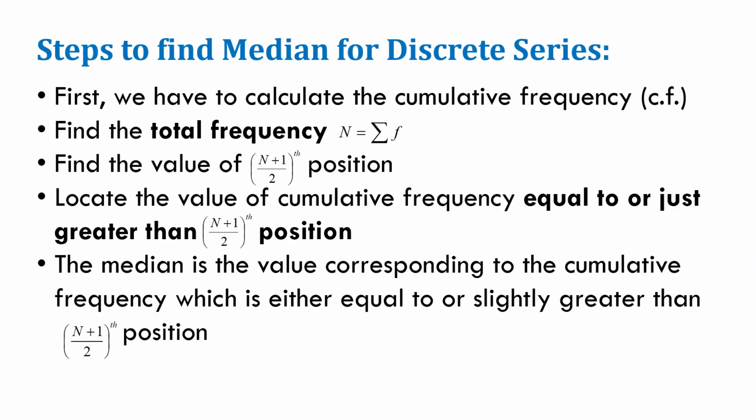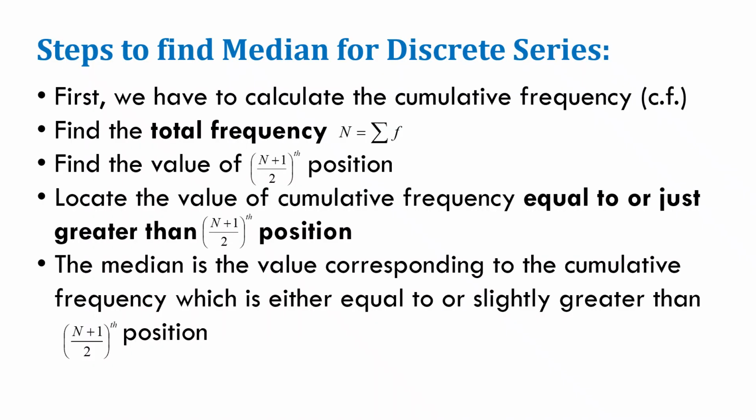Next, let us see the steps to find the median for a discrete series. First, we arrange the values of the variable in ascending order. Next, we find the total frequency, which is denoted by n. So n is nothing but the sum of all the frequency values. Next, we have to calculate the cumulative frequency. The cumulative frequency is obtained from the frequency column by adding the frequencies successively.